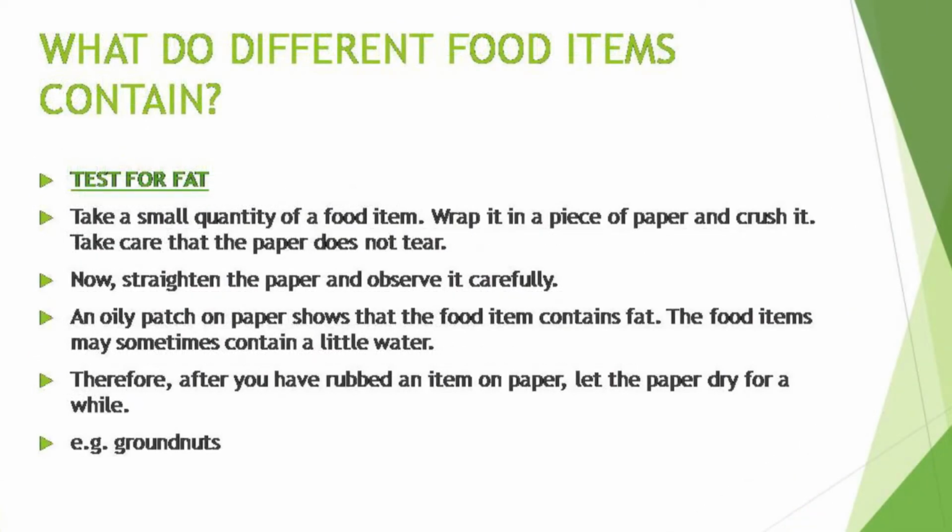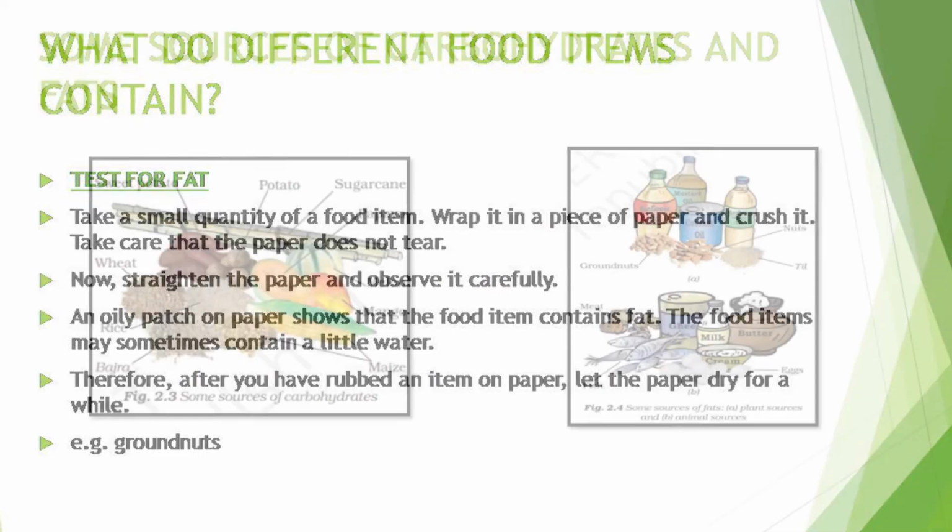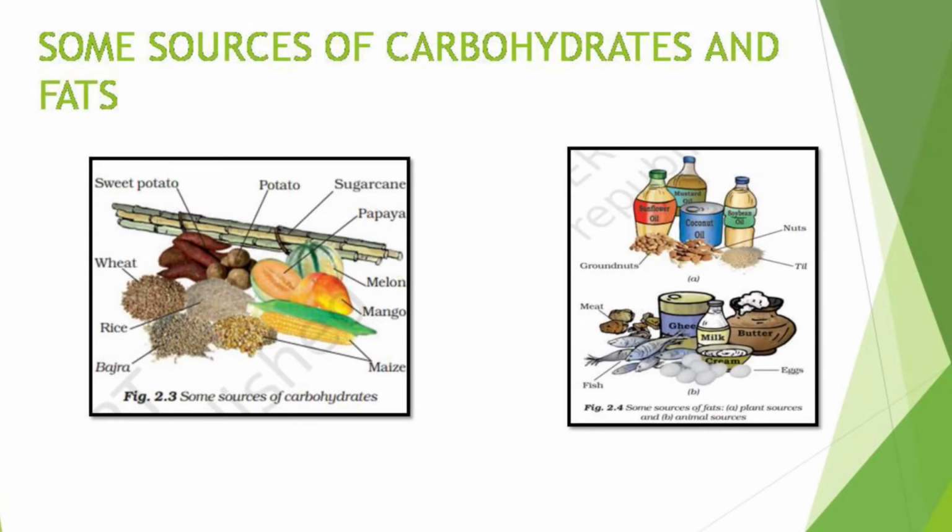Next is the test for fats. Take a small quantity of a food item, wrap it in a piece of paper and crush it. Take care that the paper does not tear. Now straighten the paper and observe it carefully. Oily patches on the paper show that the food item contains fat. The food items may sometimes contain a little water. Therefore, after you have rubbed an item on paper, let the paper dry for a while. Example, groundnut.